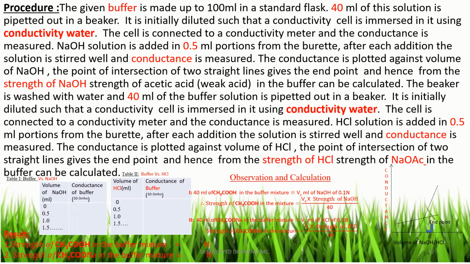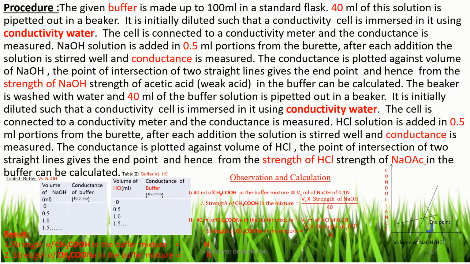Now the beaker is washed with water, and 40 ml of the given buffer solution is again pipetted out into a clean beaker, and it is diluted with conductivity water such that the conductivity cell is immersed in it. The 0.1 N HCl solution is taken in the burette after washing the burette with water and rinsing with 0.1 N HCl solution.